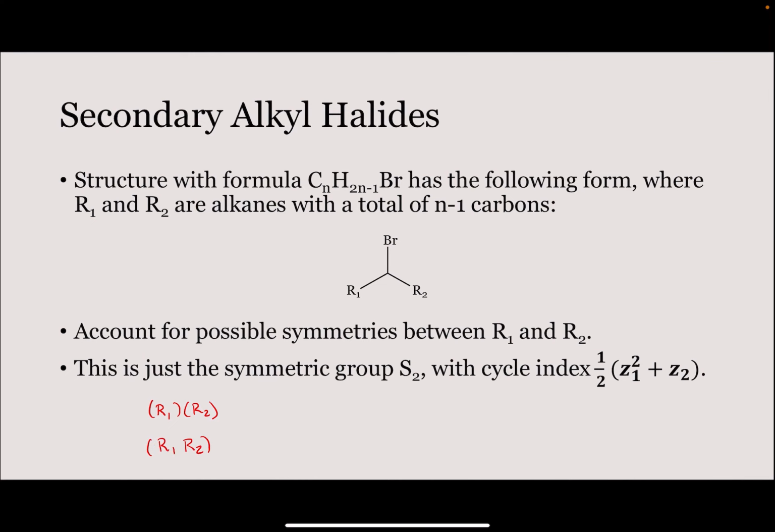This has two cycles of size 1, so this is going to be Z1 squared. This one here has one cycle of size 2, so this is going to be Z2. So our cycle index total is going to be 1/2 times Z1 squared plus Z2. So that's just using our cycle index in order to do it. That's all we got our symmetric group S2 to do.